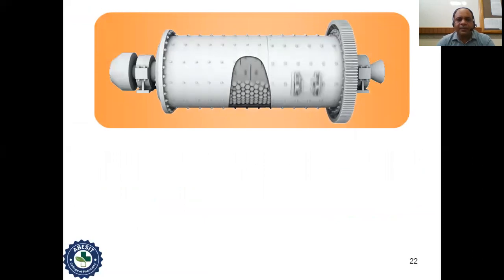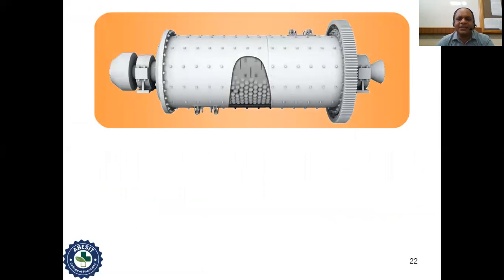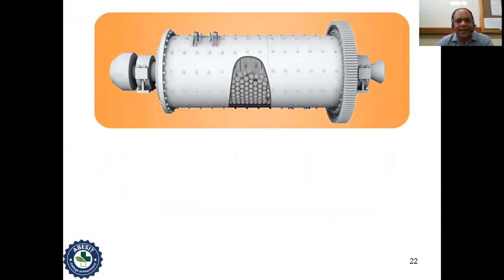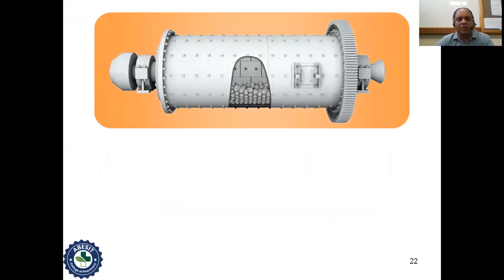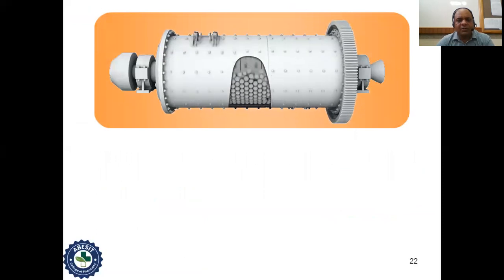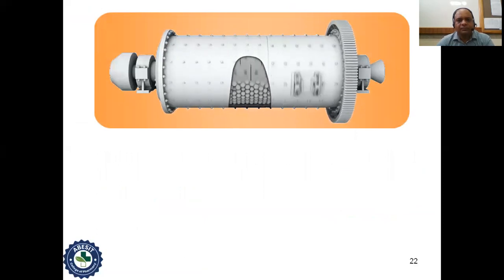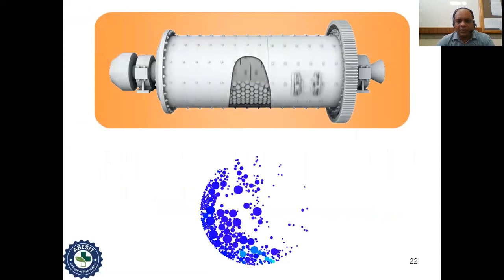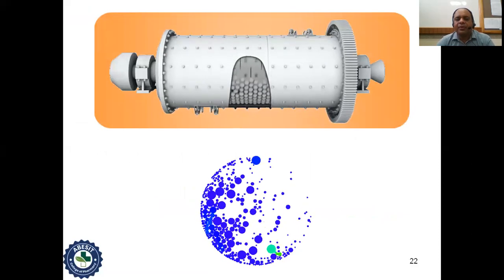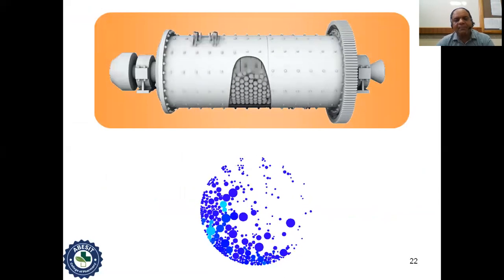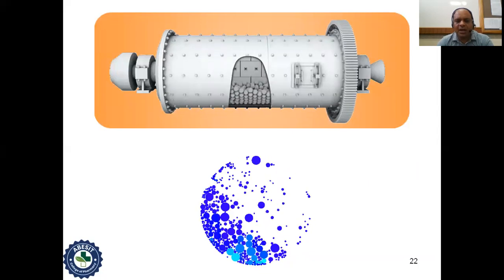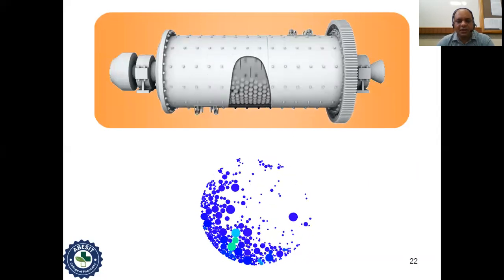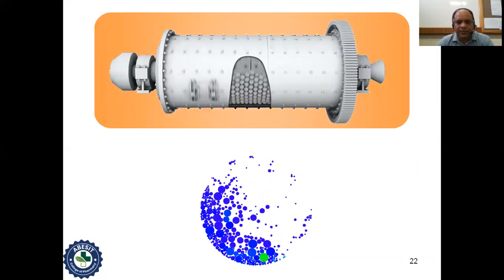In the figure, you can see an industrial ball mill. In industry, very big ball mills are used. The process of moving balls and material in a ball mill is shown in the second animation.